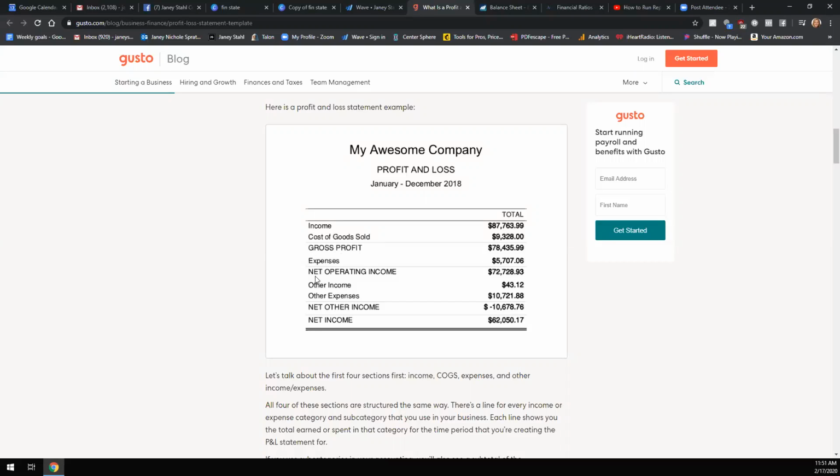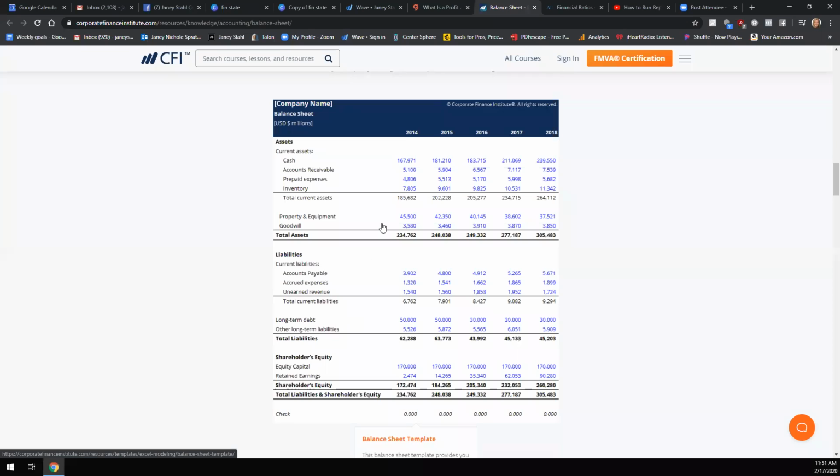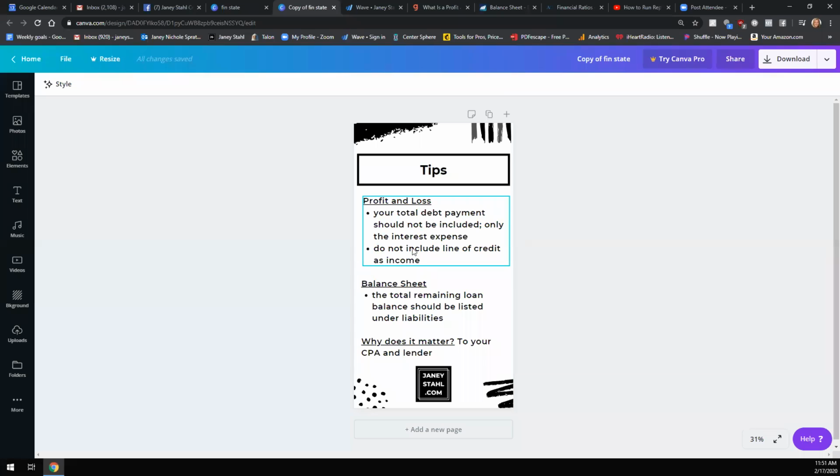So again, within expenses on your profit and loss for your loans or your debt, you only want to include the interest expense, not the full payment or the principal amount. Your loan balance, whatever the current balance is, is going to come under liabilities. So that's a quick tip I have.